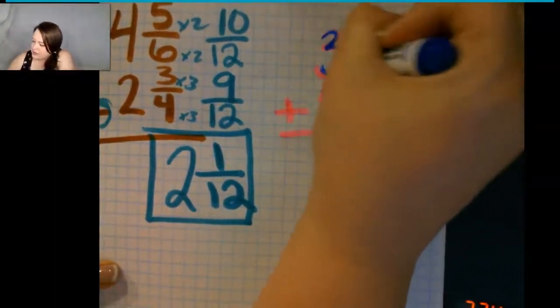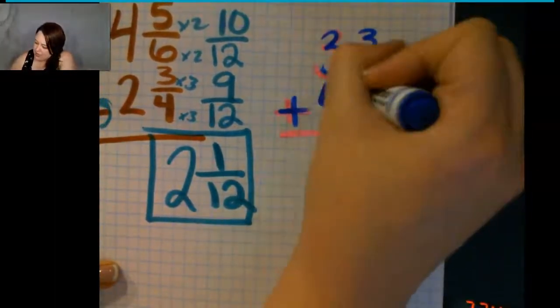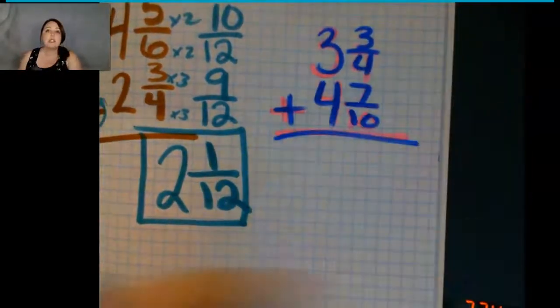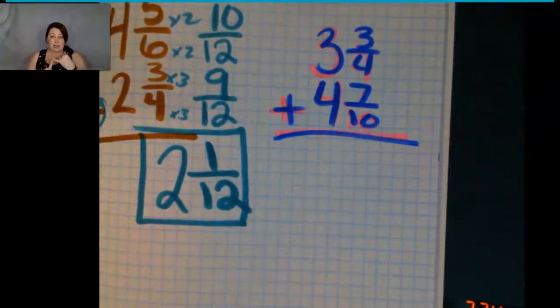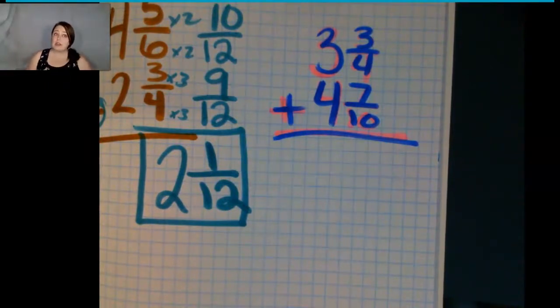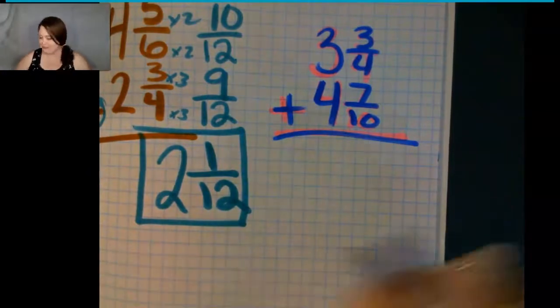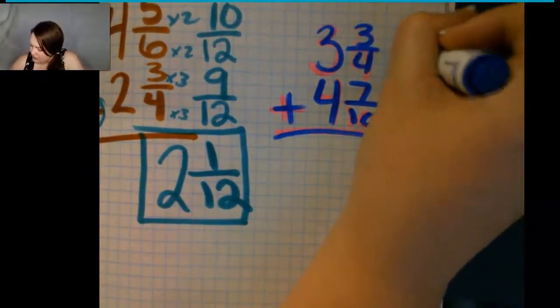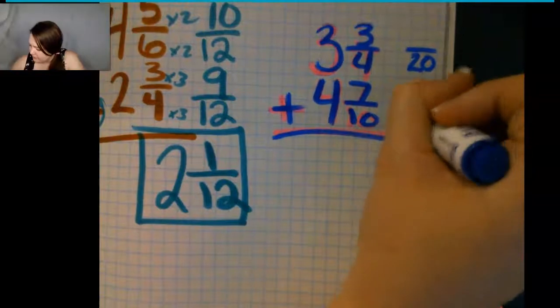3 and 3/4 plus 4 and 7/10. Okay, so now I've got the denominators. Step 1 is to make a common denominator. So I've got 4 and 10. Common denominator is 40, but is there anything smaller? Is there a multiple of 4 that ends in a 0, basically, because that's what I need for a 10? And there's 20. So I'm going to make both of these fractions become 20ths.